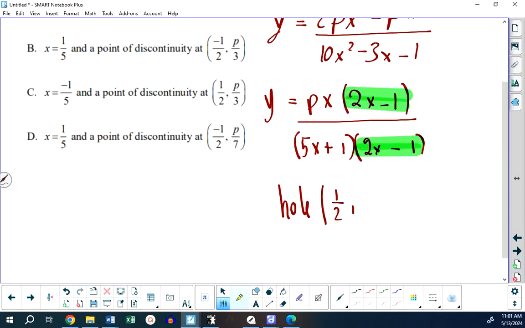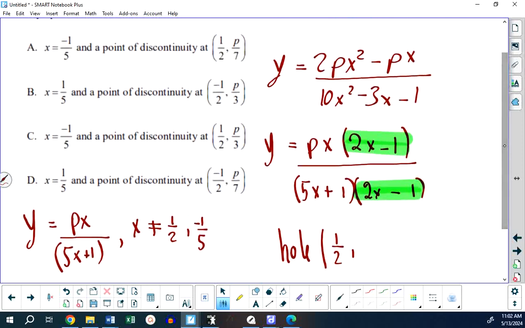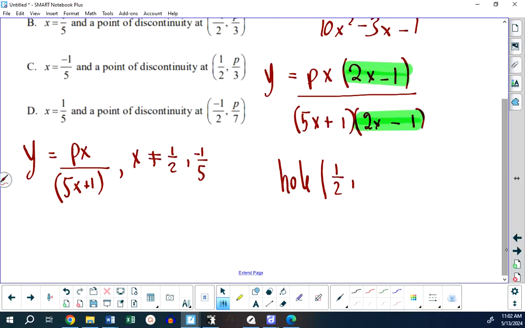So I'm just going to go ahead and write the function in a different form. I'm going to write px over 5x plus 1. And I am going to say that x is not allowed to be 1/2. And x is also not allowed to be negative 1/5. And Maria, do you see where I'm getting the negative 1/5 from? Okay. That's where the vertical asymptote is, by the way. So right away, we see that it is either A or C. Okay. So how do I find the y-coordinate of the hole?